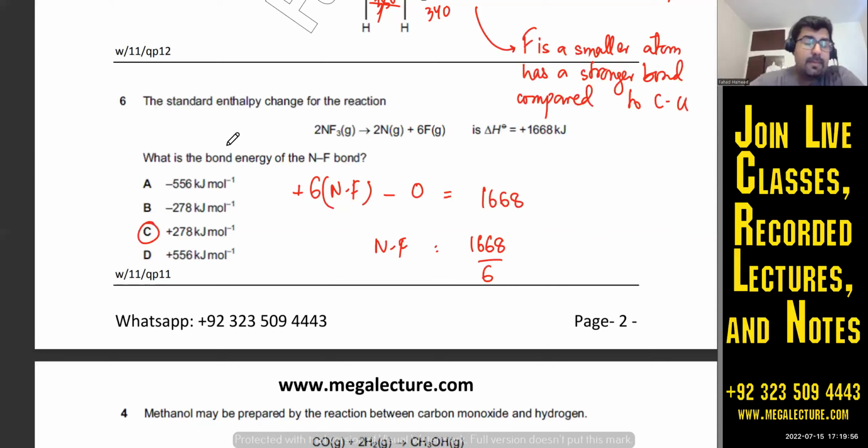Remember this fact that bond energy is always a positive value. By definition, bond energy is the energy that is needed to break bonds, right? So it's an endothermic process.